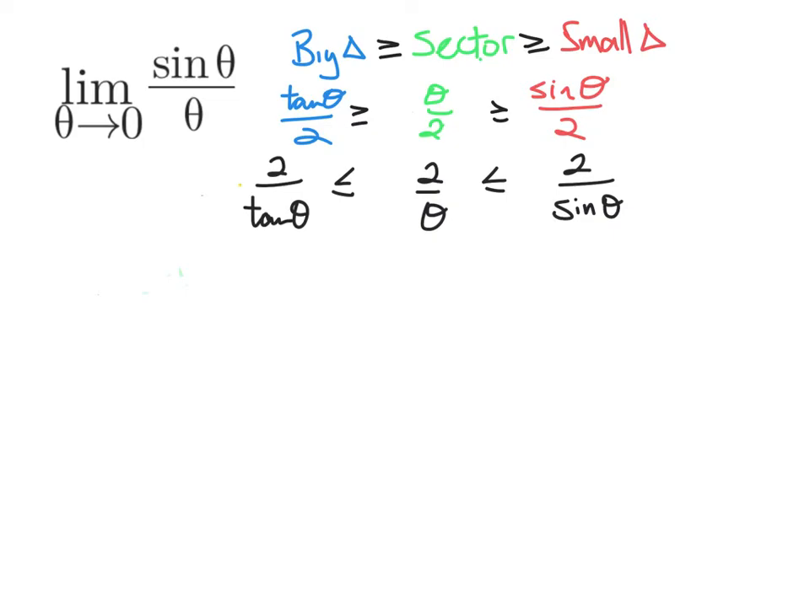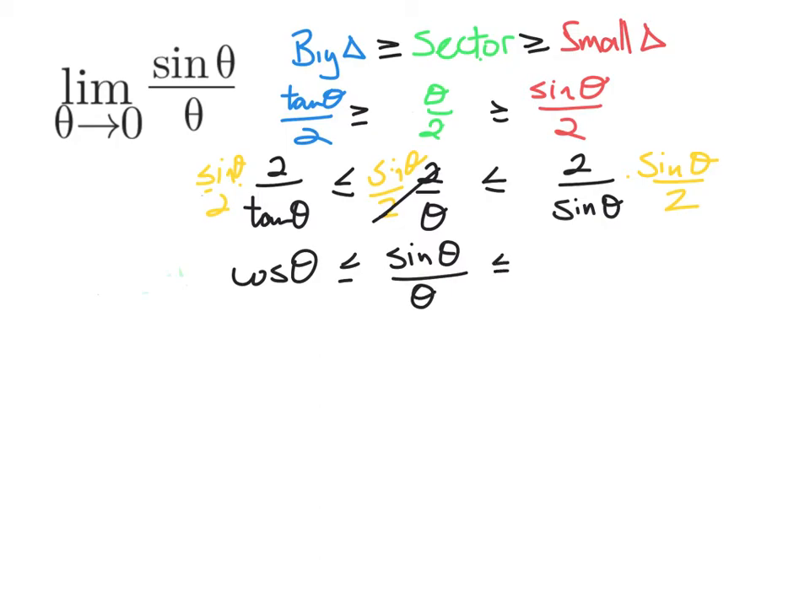Next thing I'm going to do is multiply all 3 of these fractions by sine of theta over 2. And at 0, sine of theta is positive, so sine of theta over 2 is positive, so we don't have to worry about turning inequalities around. Our first expression, sine theta over 2 times 2 over tangent, is going to simplify into cosine. In the middle, our 2's cancel, and we have the expression that we want, sine theta over theta. And on the right side, the 2's cancel and the sines cancel, so that fraction simplifies to 1.